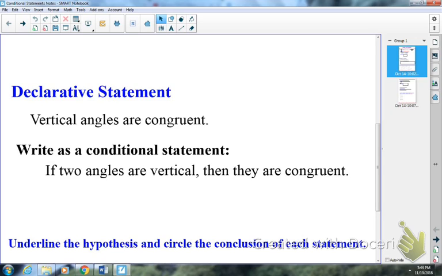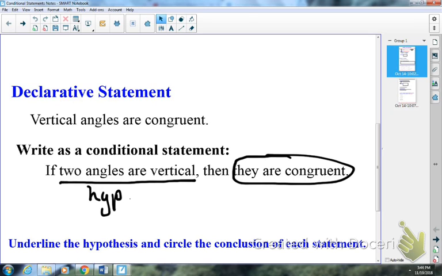So just as a quick review, my hypothesis would be two angles are vertical. That's my hypothesis, or using my letter P. My conclusion would be they are congruent. That's, again, the part that follows the word then.